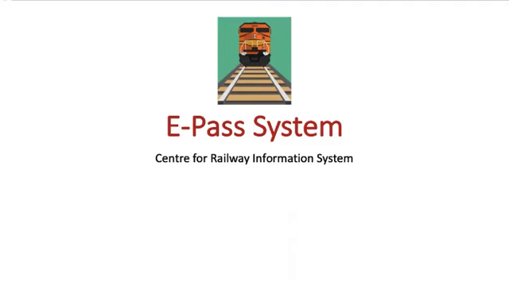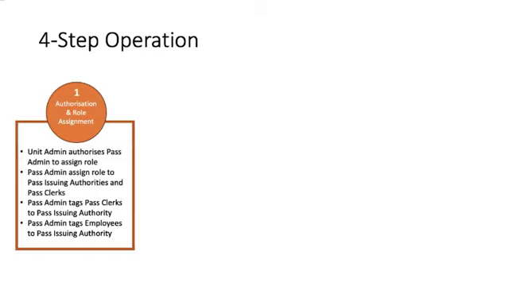So here we are with our presentation on pass system. To begin with, initially we have to make our system operative. For that, there are 4 steps. First step is authorizing different people to play their role in the system. We have senior DPO as unit admin, some branch officer as pass admin, pass issuing authority who has authority to sign on the pass, and pass clerk who checks your eligibility.